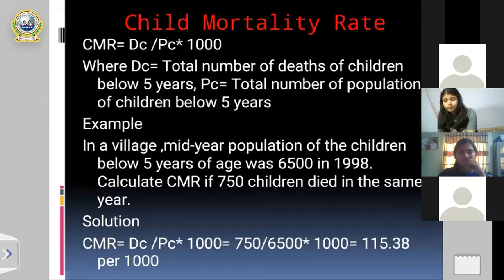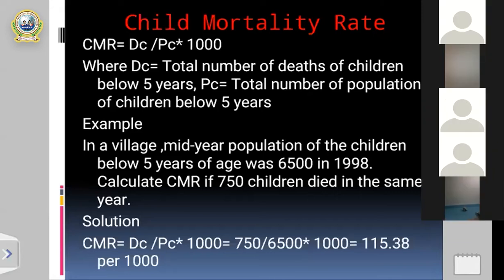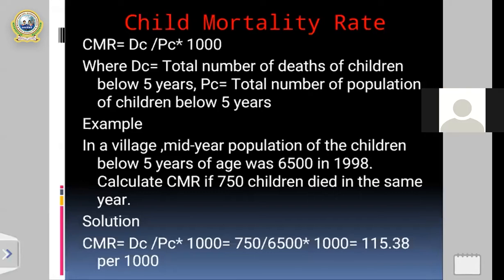Now, how can we calculate? What is the formula to calculate CMR? My dear students, you can see on the screen, CMR equals D small c divided by P small c multiplied by 1,000. Now, my dear students, you can see on this slide the meaning of D small c and the meaning of P small c.